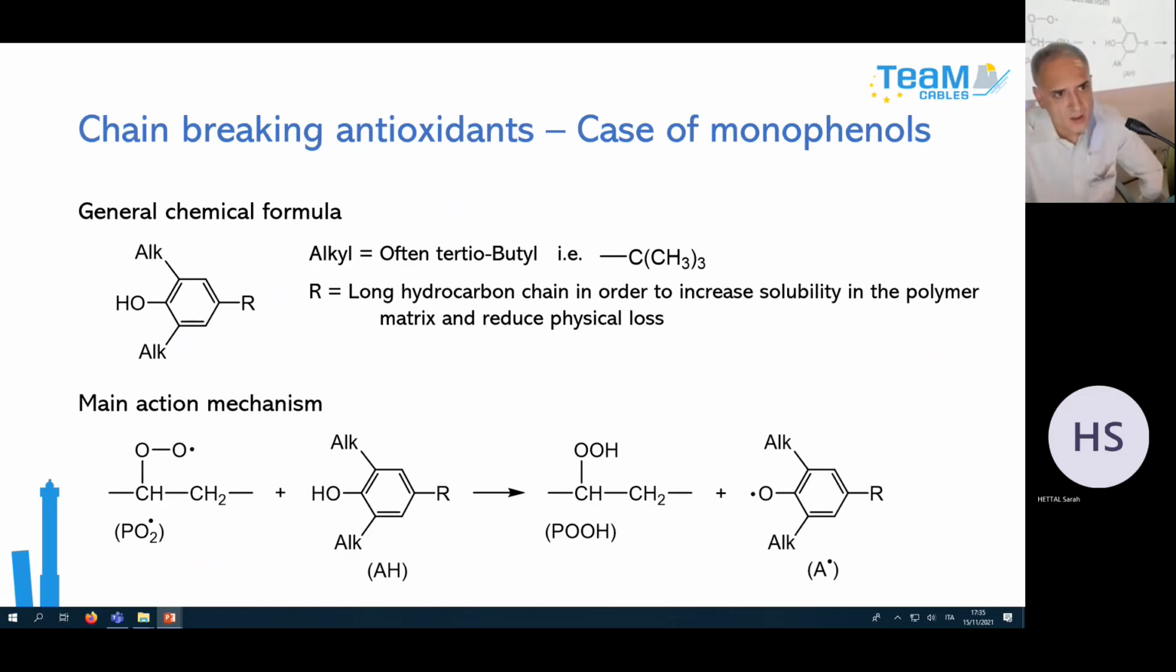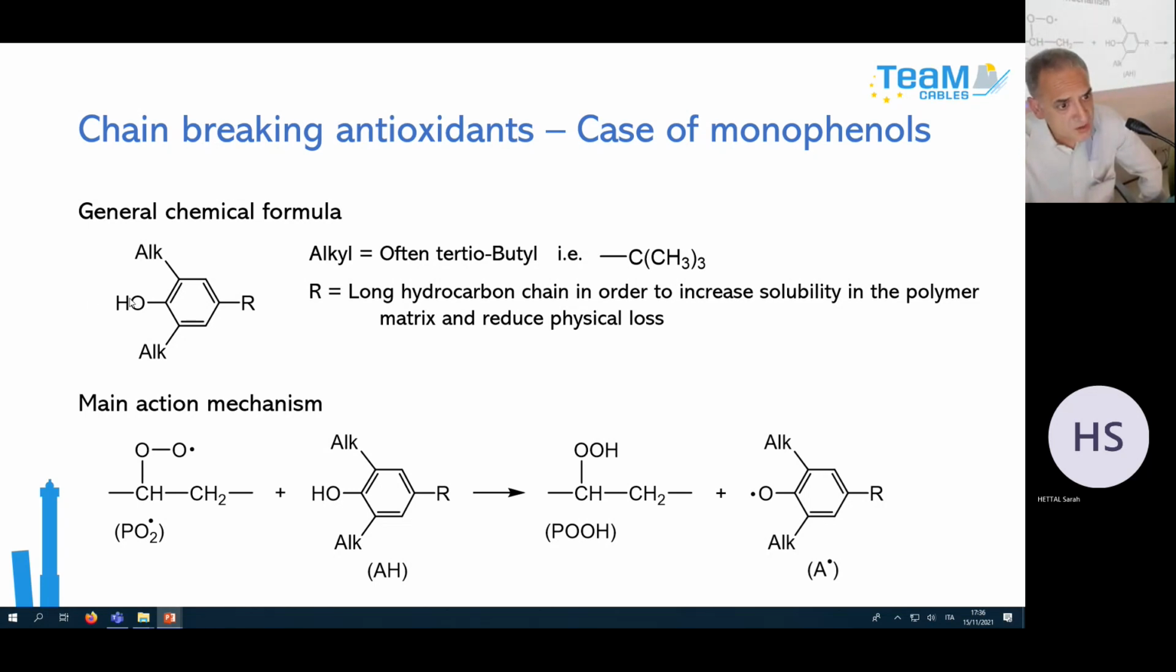If we consider the chain-breaking antioxidant, the hindered monophenol, I show you here the general chemical formula of this antioxidant. In general, the alkyl group corresponds to tertiobutyl, and R also corresponds to a long hydrocarbon chain in order to increase the solubility of this molecule in the polymer matrix and reduce its physical loss.